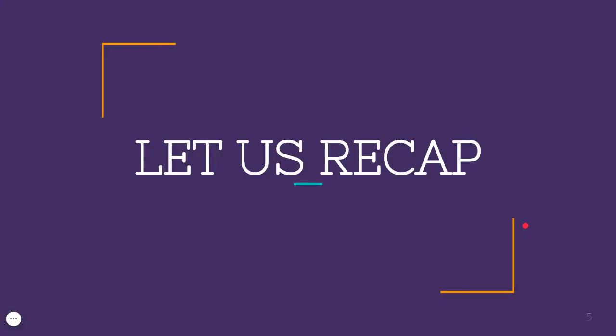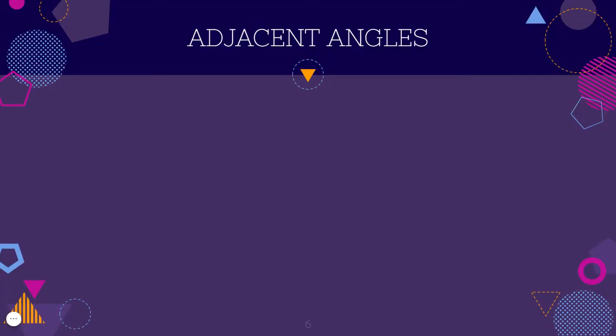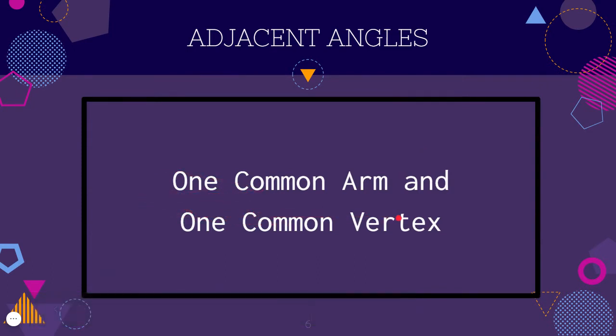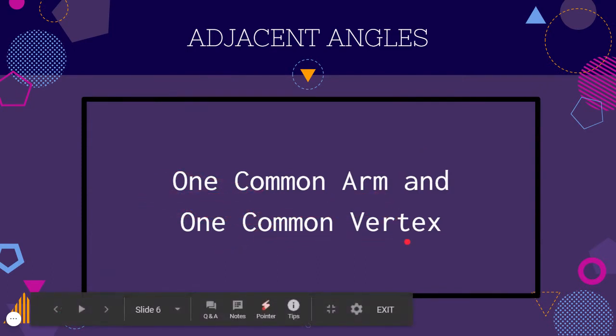Now, before learning about a linear pair, let us recap a few concepts. The first one that we have already seen in a video is about adjacent angles. Adjacent angles are going to have one common arm and one common vertex.